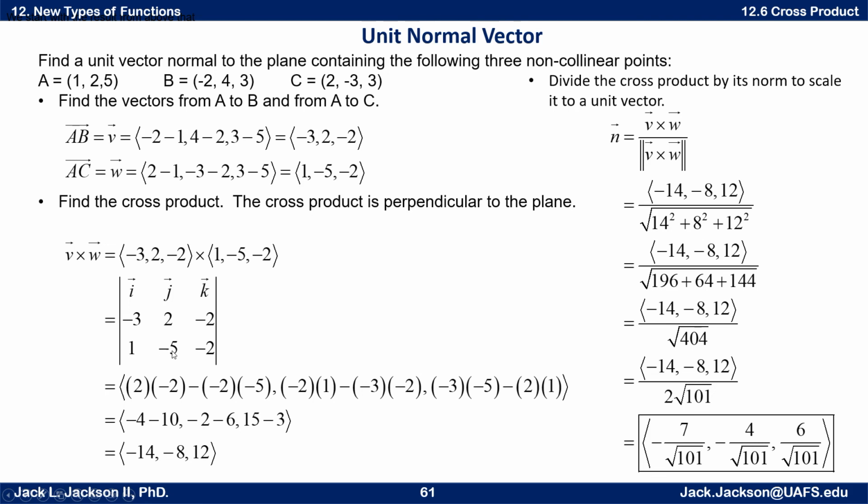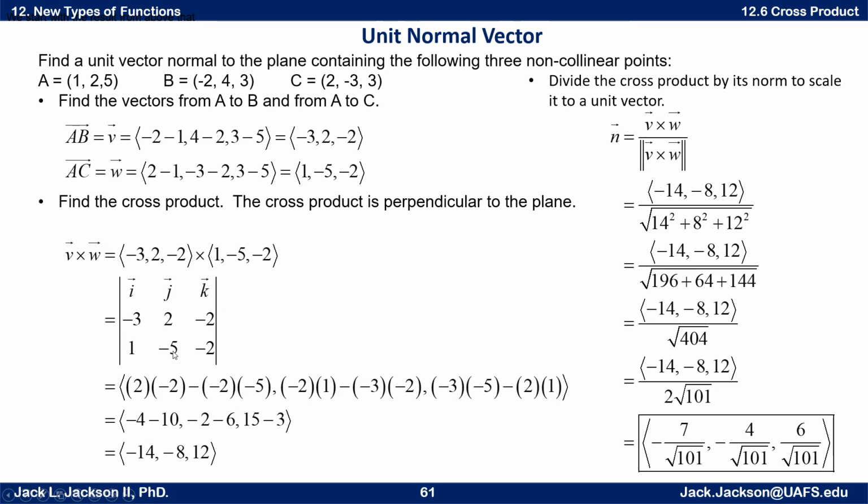And so either way, it helps to remember it. We could also do it a couple other ways, but if you think of it this way, the i component is given by the determinant for these four guys. So 2 times -2 is -4, minus a -2 times -5. So it's -4 minus 10 is -14 for the x or i component.